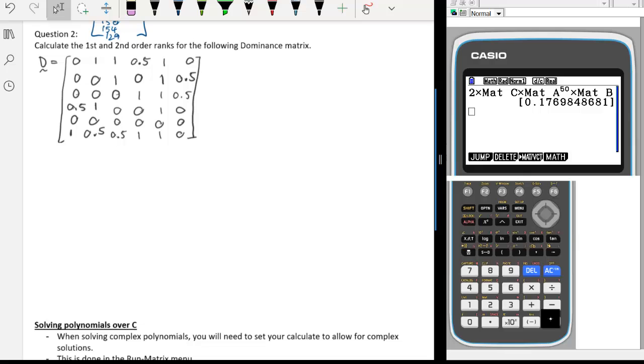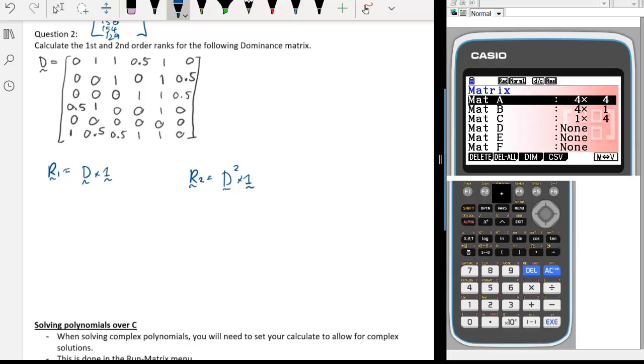Okay, so in the second one, we're looking at a dominance matrix, and we're looking at calculating the first and second order ranks. So remember, rank 1 will be the dominance matrix multiplied by a 1 matrix, and rank 2 will be the dominance matrix squared multiplied by a 1 matrix. Okay, so I'm going to go and re-enter my matrices. I'm going to enter them in D and E.